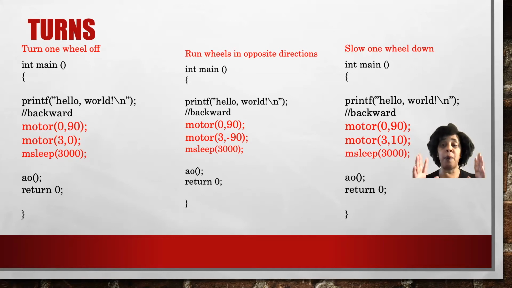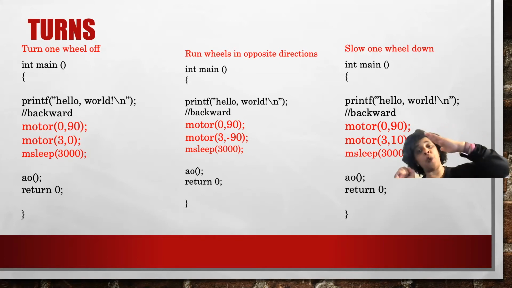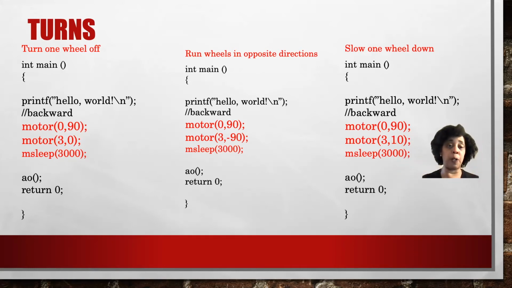Now, I don't remember which wheel 3 is, but whichever wheel is turned off, that wheel will stop running while the other wheel continues to run. So it'll turn in that direction. So if I want to turn one way, I turn off one wheel. If I want to turn the opposite way, I turn off the other wheel. So whatever wheel is off, that's the direction that the robot is going to turn.